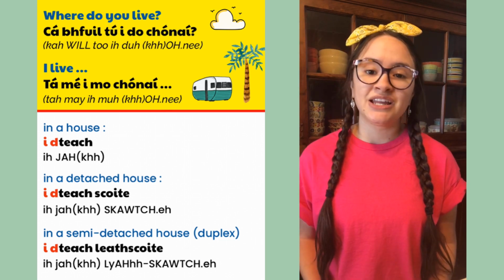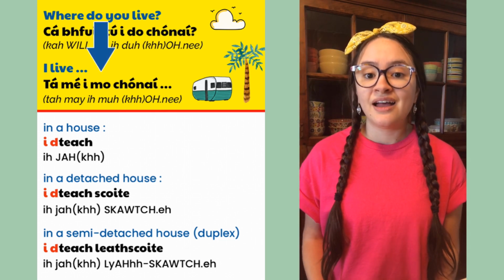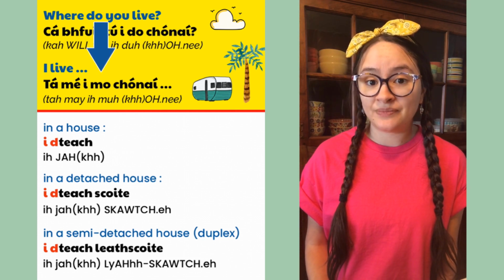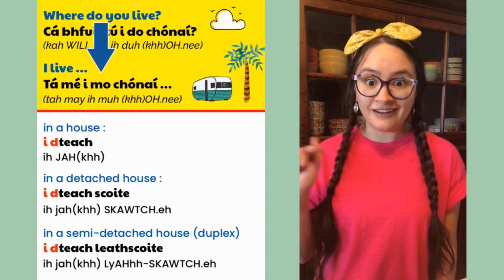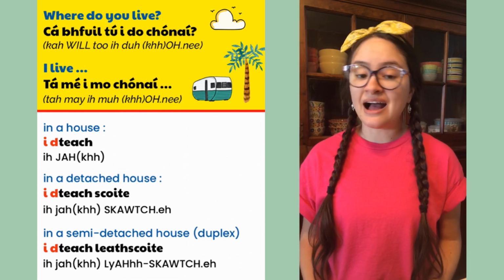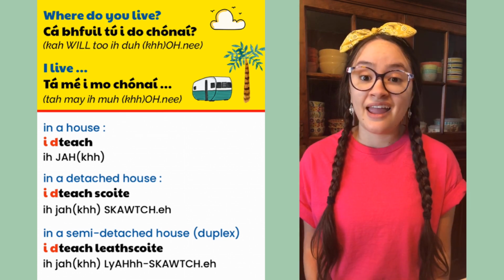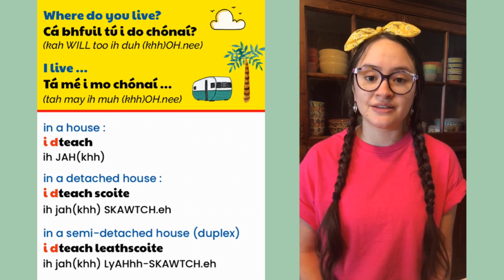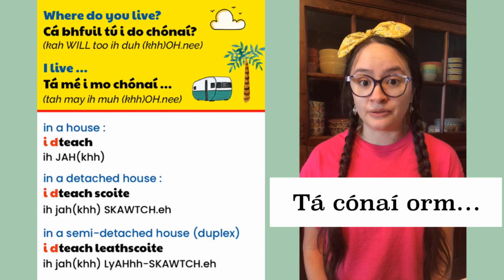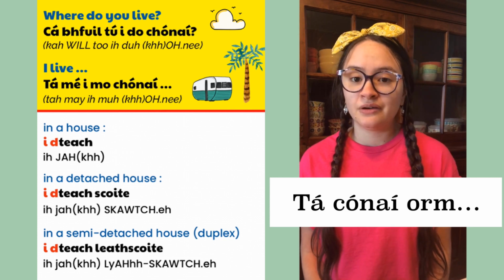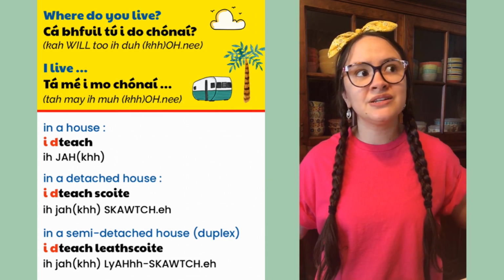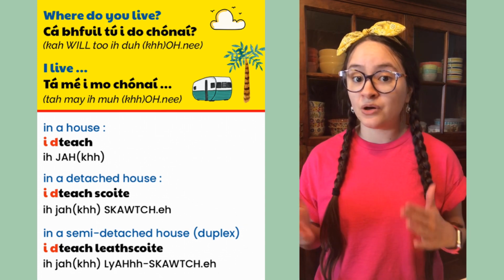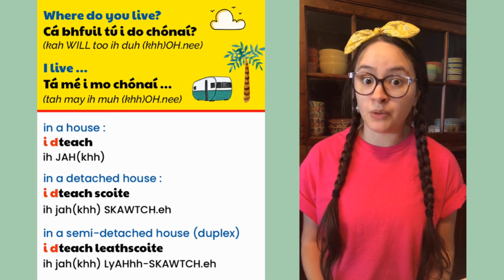To answer, you'd say something very similar. Tá mé i mo chónaí. I live... which literally means I am in my residence. And I actually learned just a couple of weeks ago, another way you can say this is Tá cónaí orm. And that literally means residence is on me. But for now, I just have Tá mé i mo chónaí because that's the way I've heard it the most.